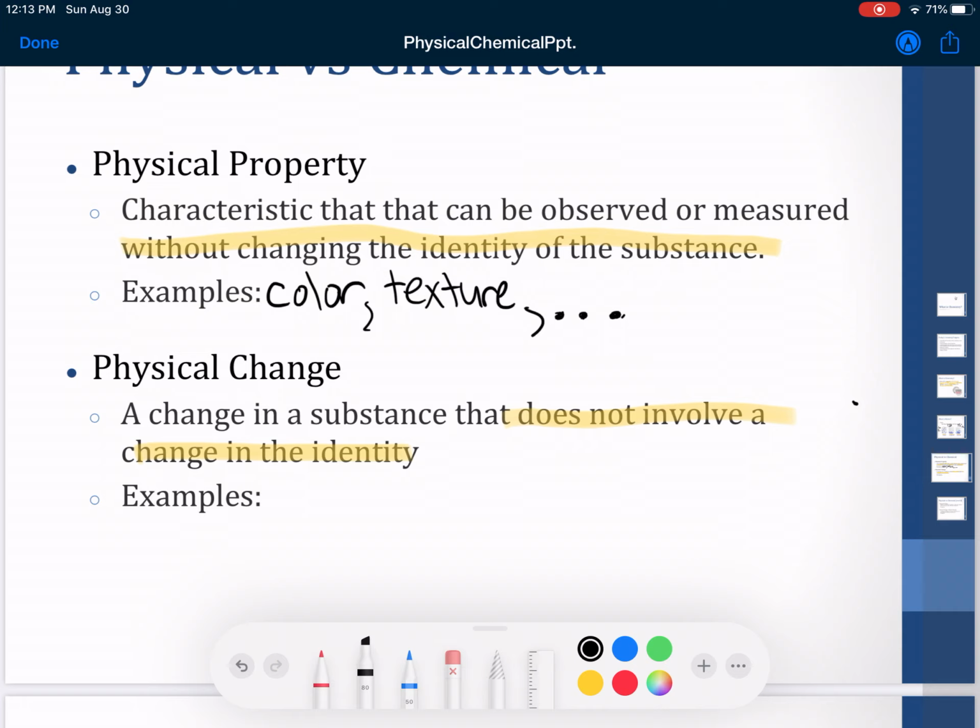A physical change could be something like breaking. Whoop, that's a little thick. Pull that back. There we go. So let's say like breaking or shattering.